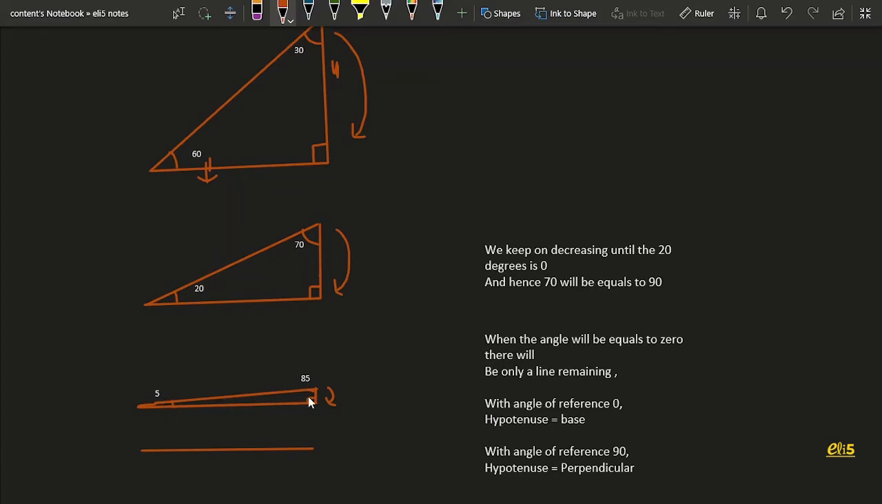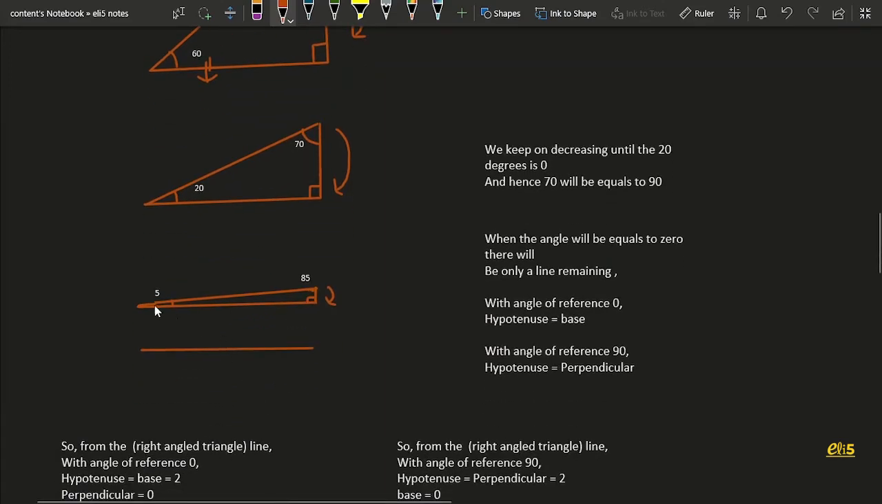It will be very small like this. Now if we keep on decreasing, there will only be a line remaining. This angle will be equal to 0 degree, and here we will have 90 degree. You need to imagine it. So with angle of reference 0 degree, 0 degree is on this side.